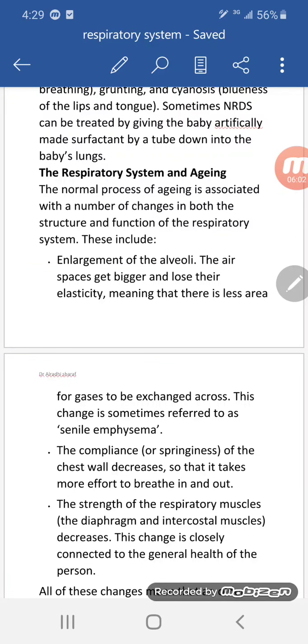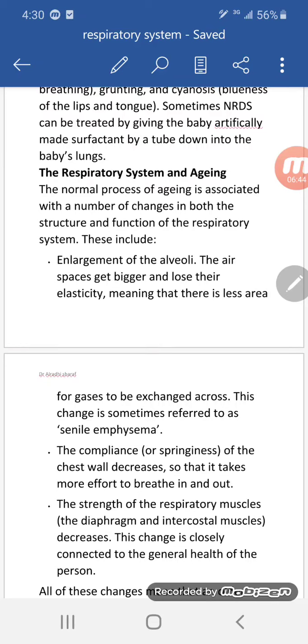Respiratory system and aging. The normal process of aging is associated with a number of changes in both the structure and function of the respiratory system. These include enlargement of the alveoli. When you become older, what will happen to your respiratory system? Enlargement of the alveoli, and the air spaces get bigger and lose their elasticity, meaning that there is less area for gas to be exchanged across. This change is sometimes referred to as senile emphysema.